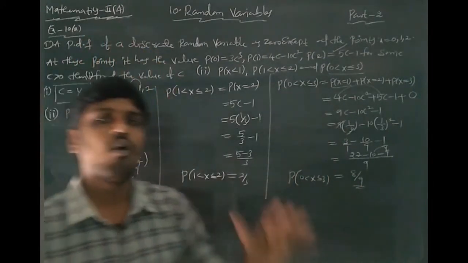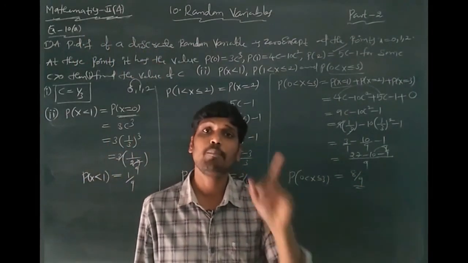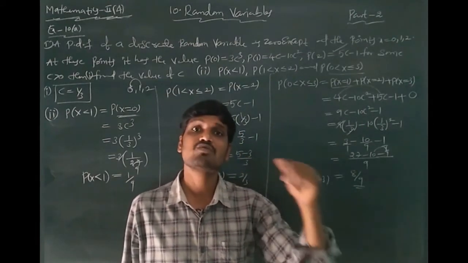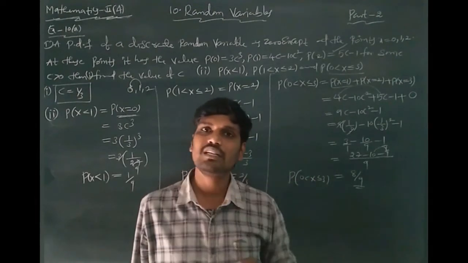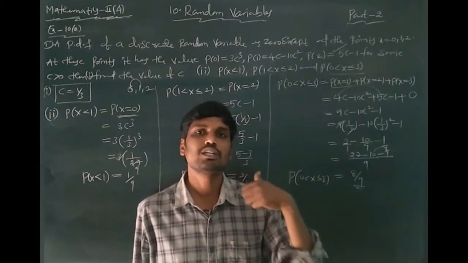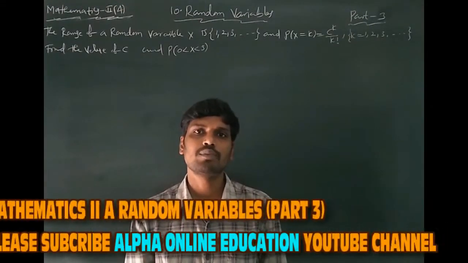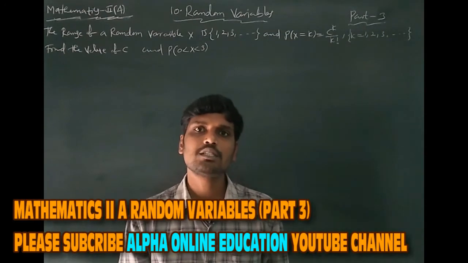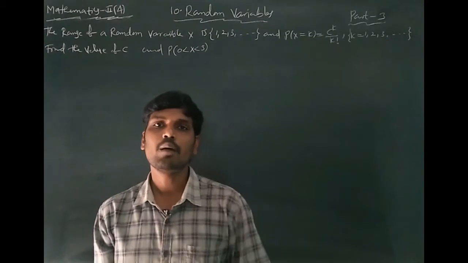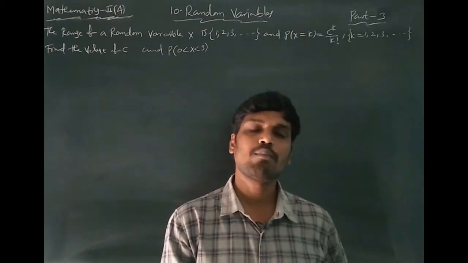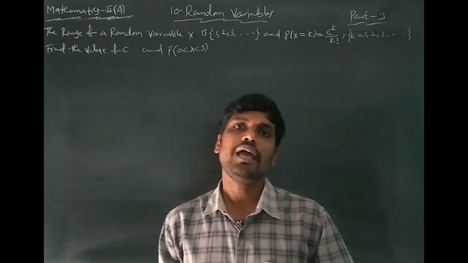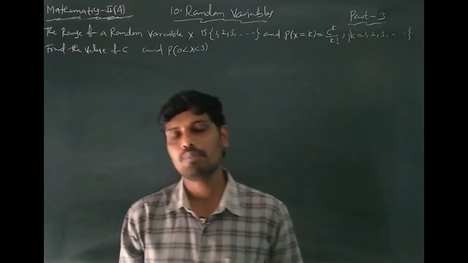This problem is a very important, repeated problem in intermediate public examinations for students. This problem is very easy by using the synthetic division method. You can practice that method perfectly and you will easily understand this problem. This is the 10th chapter, random variables, which belongs to Mathematics 2A part 3. The last part is completed: an important 7 marks repeated problem was explained in random variables. Today I explain some more important problems.